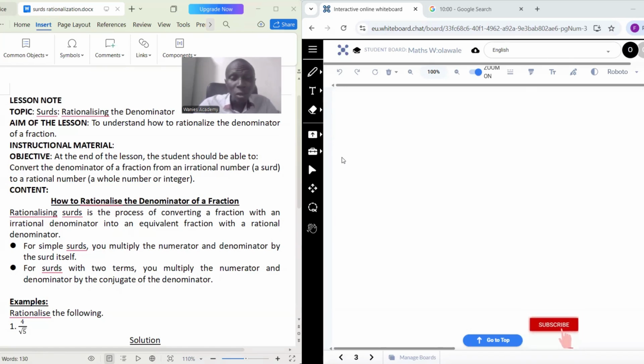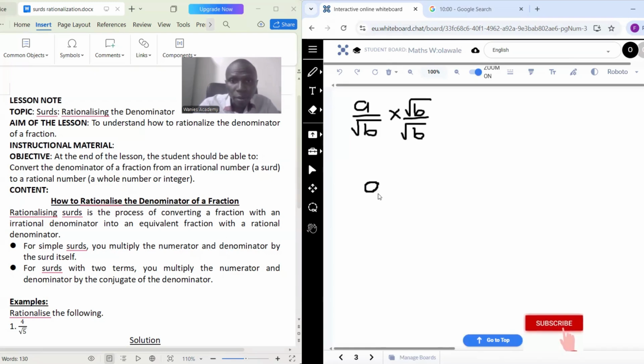Now, rationalizing surds is the process of converting a fraction with an irrational denominator into an equivalent fraction with a rational denominator. For a simple surd, let's say if we have a over root b, you multiply the numerator and denominator by the surd itself. So if you want to rationalize a over square root of b, we multiply the numerator by the square root of b. Also, we multiply the denominator by the square root of b. And we have the second case.